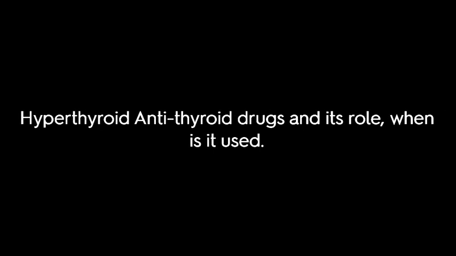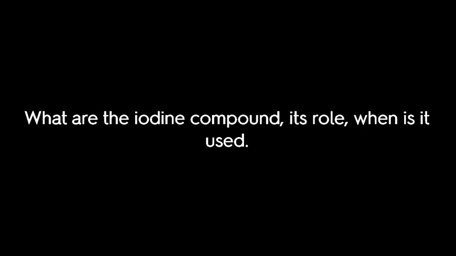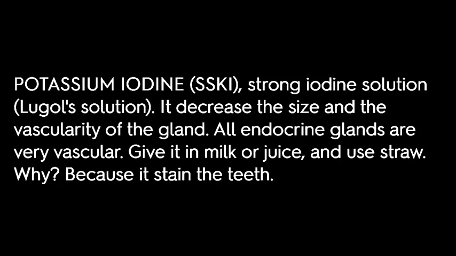Hyperthyroid antithyroid drugs and their role: propylthiouracil, methimazole. They stop the thyroid from making thyroid hormones. They are used pre-op to stun the thyroid. We want this client to become euthyroid. Iodine compounds: potassium iodide, strong iodine solution. They decrease the size and vascularity of the gland. All endocrine glands are very vascular. Give it in milk or juice and use a straw, because it stains the teeth.